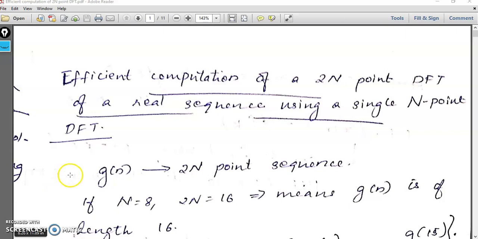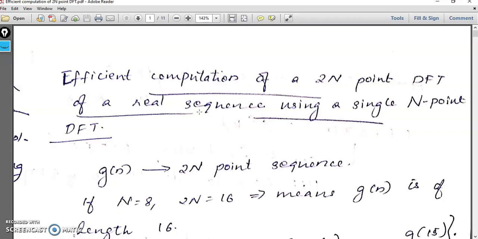We consider a sequence g of n. It is a 2N point sequence, that means its length is 2N. Another property is that it is a real number sequence. g of n is a real number sequence and the length is 2N. Here its DFT is computed using a single N point DFT.